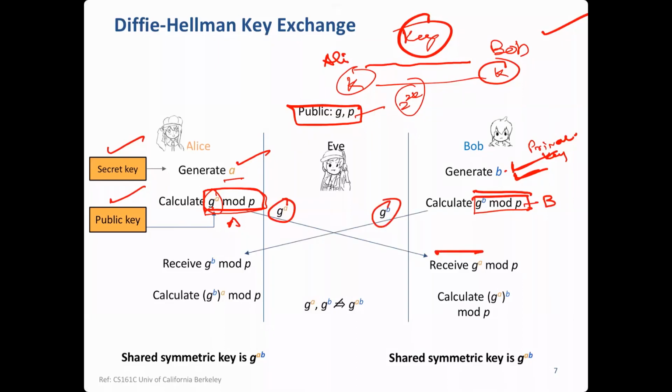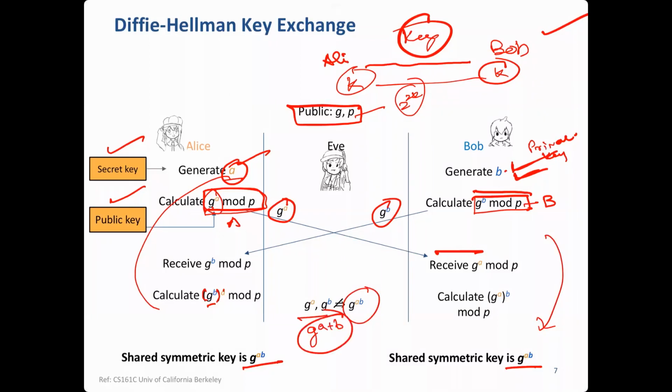And now Alice uses her private key A. By raising Bob's public key, which is G raised power B, to the power A, she gets G raised power AB. Similarly, Bob gets G raised power AB. And in between, Eve looks at G raised power A and G raised power B, and from that she cannot get G raised power AB. Of course, she can get G raised power A plus B, which is a meaningless number. So this is what we studied.